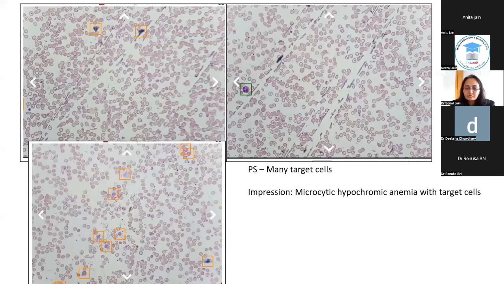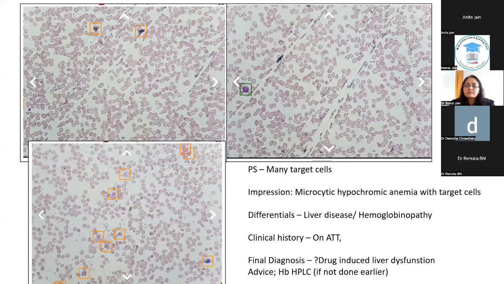So we spoke to the patient. The differentials on the morphology will be either hemoglobinopathy or liver disease. Now this patient turned up, and fortunately I could retrieve the history from the doctor. That patient is on ATT. So what is happening here? Because of his anti-tubercular therapy, his liver is getting affected, and this is what the smear is showing.